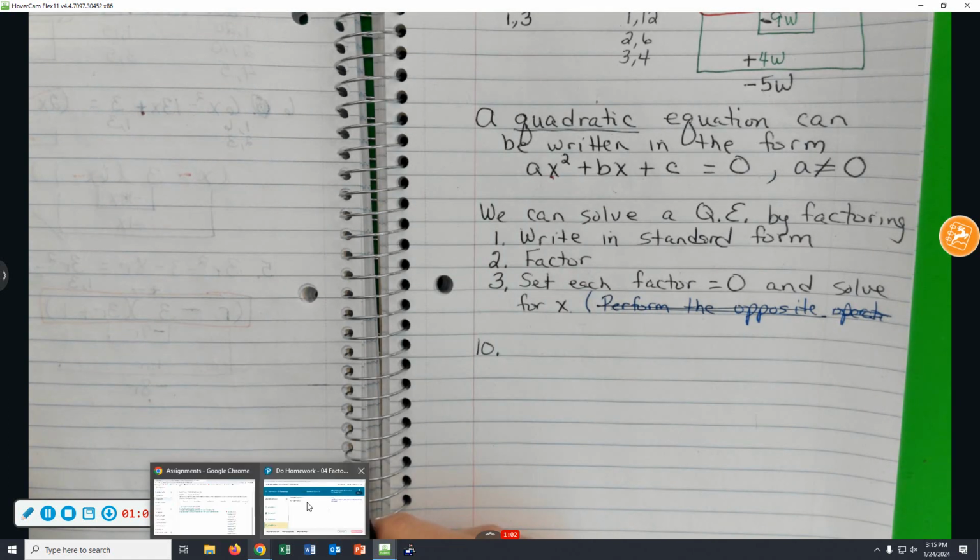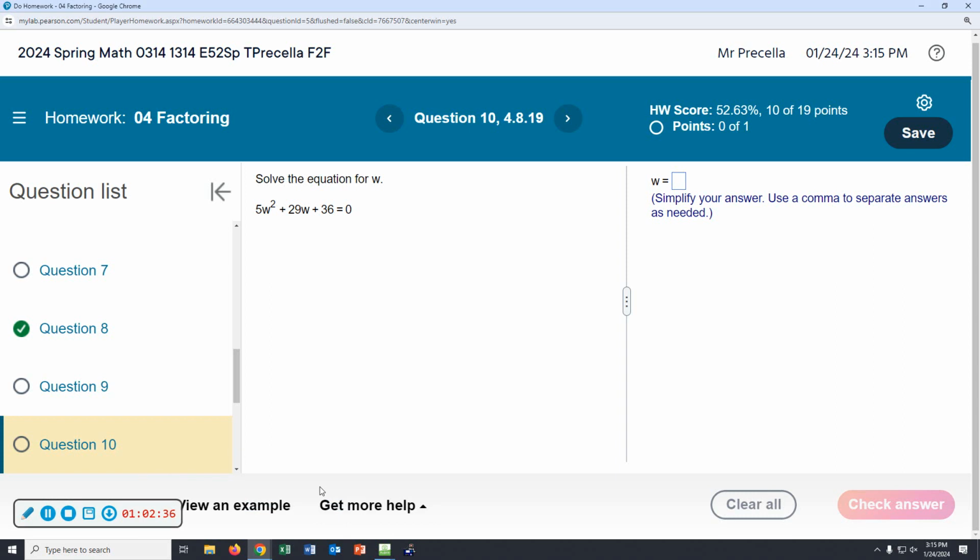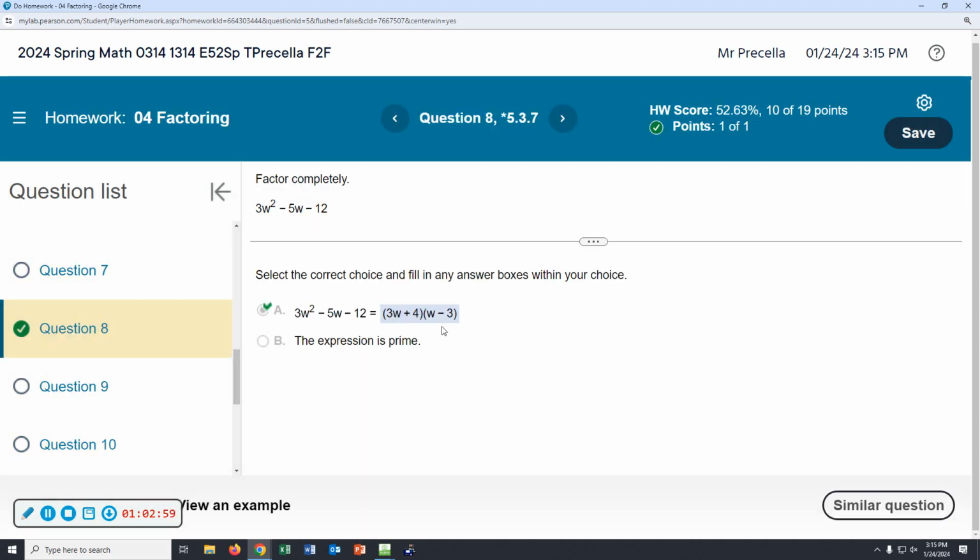Let me write it down. Oh, okay. 5w squared plus 29w plus 36 equals 0. Do y'all see how that's different from the problem we just did? Look, here it has that equals a number. Notice it has an equals. Look back at number 8. There's the problem. I don't see an equals a number or anything. So this is not an equation.